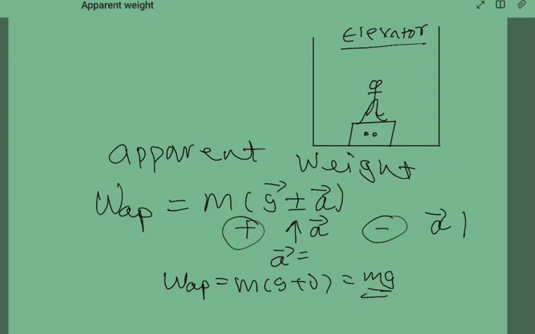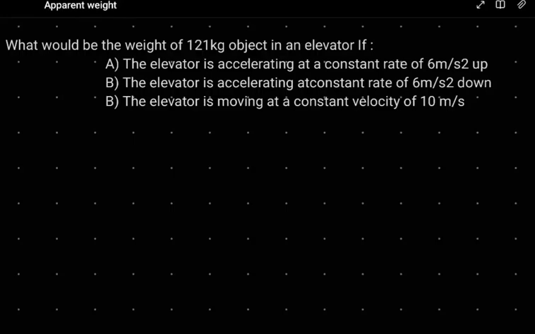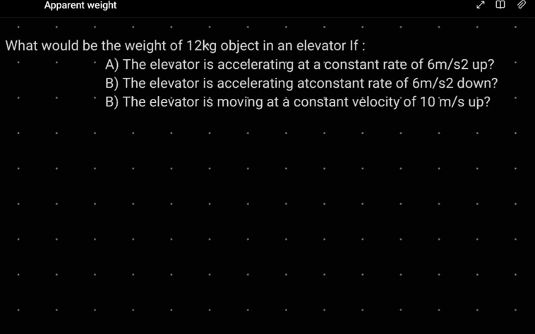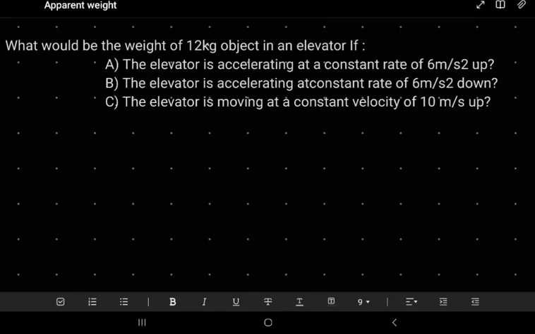Let's do some examples on this. The question says, what would be the weight of a 12 kilogram object in an elevator if, A, the elevator is accelerating at a constant rate of 6 meters per second square up. B, if the elevator is accelerating at a constant rate of 6 meters per second square downward. And C, if the elevator is not accelerating, moving with a constant velocity of 10 meters per second up. Let's dive in.